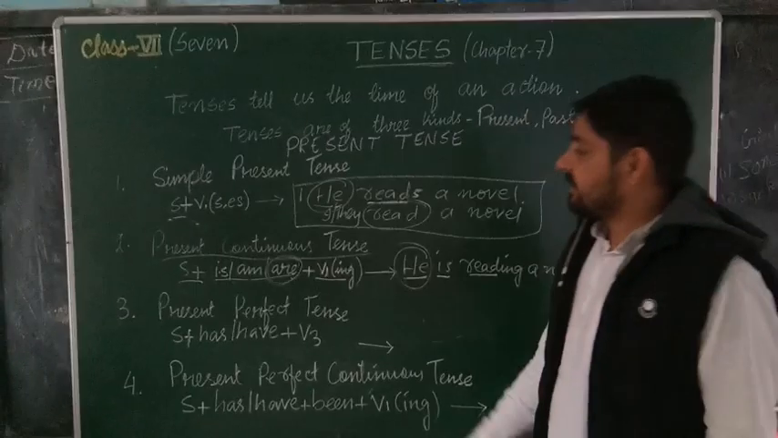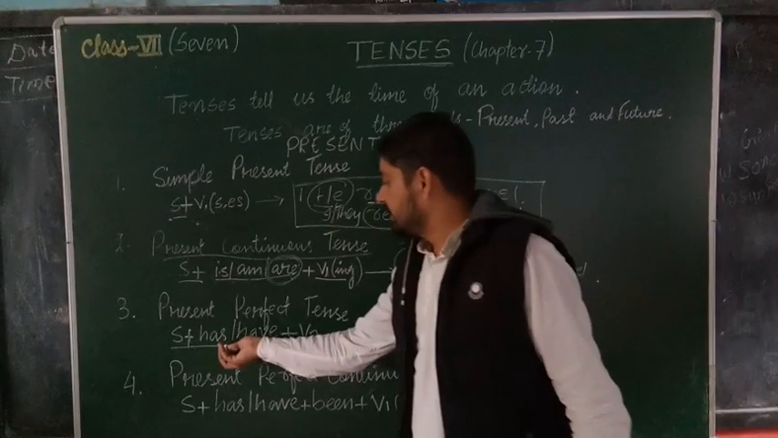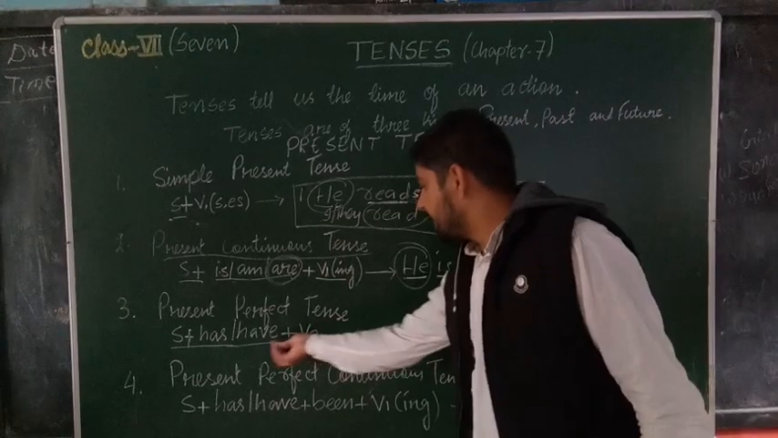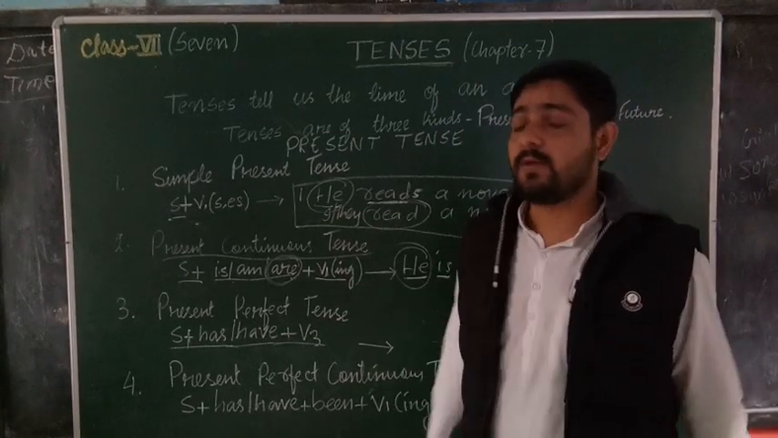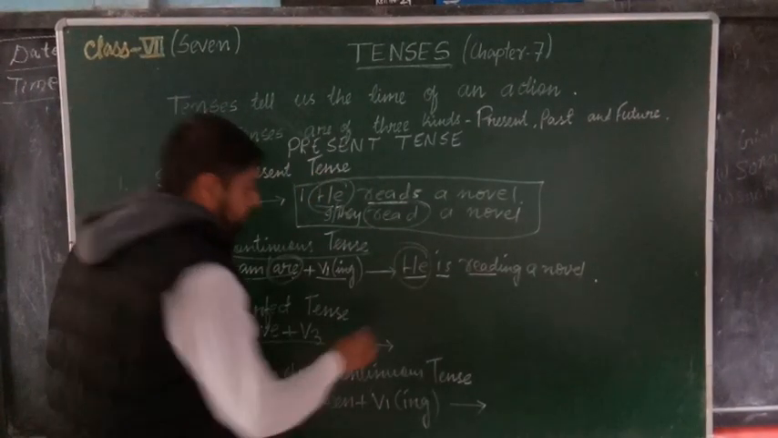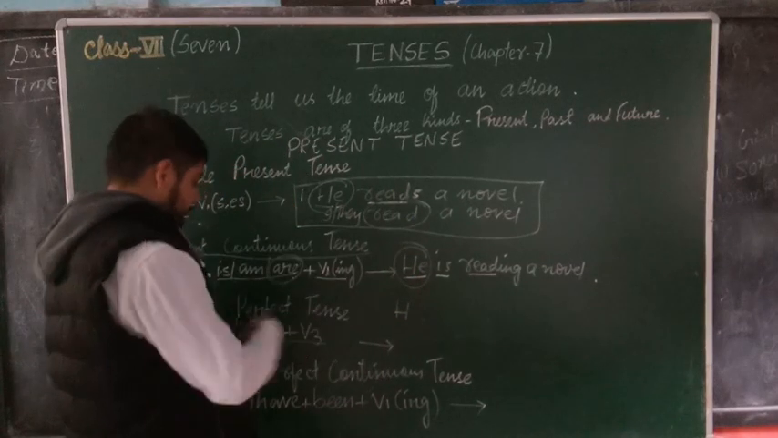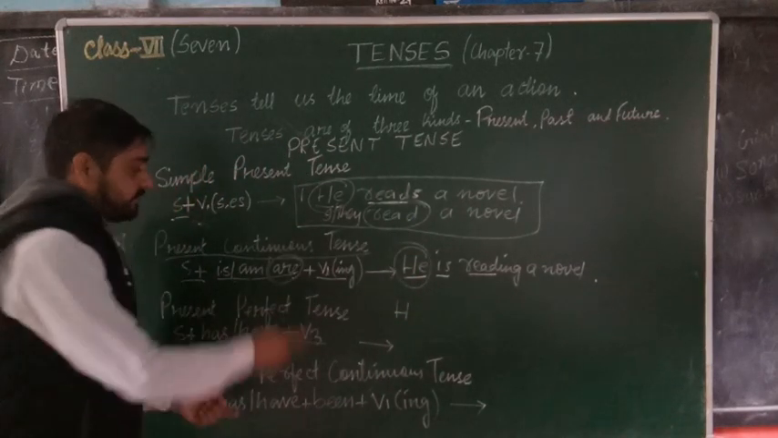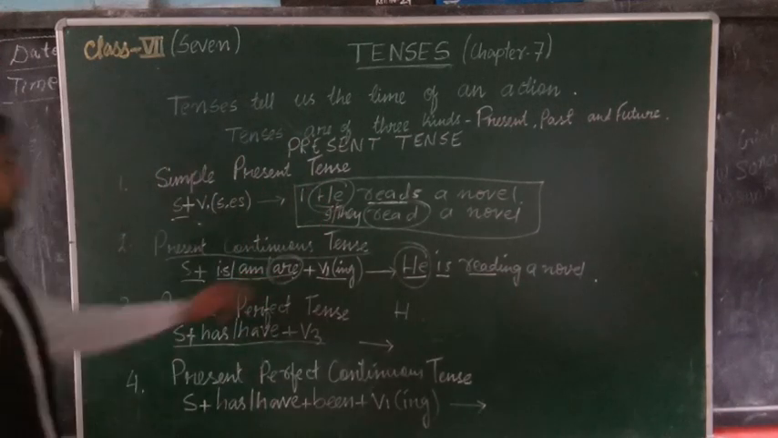Present perfect tense, now another tense. Here the subject will be there, has or have will be there, and the third form of the verb. One example I will write here. With the same example we will convert it into present perfect tense. Here he is reading a novel, it was in continuous.